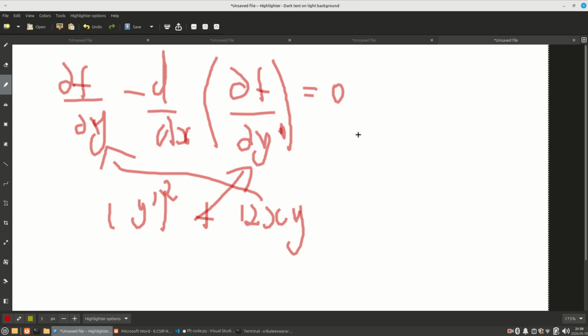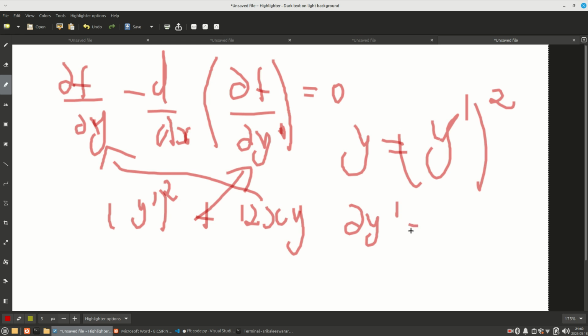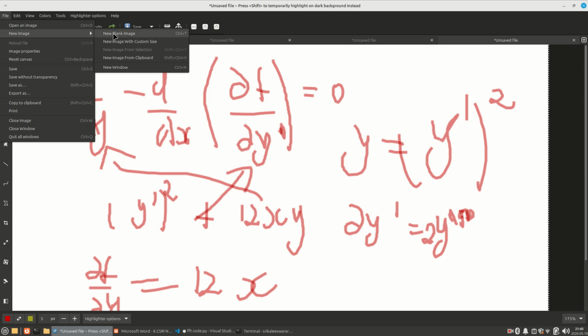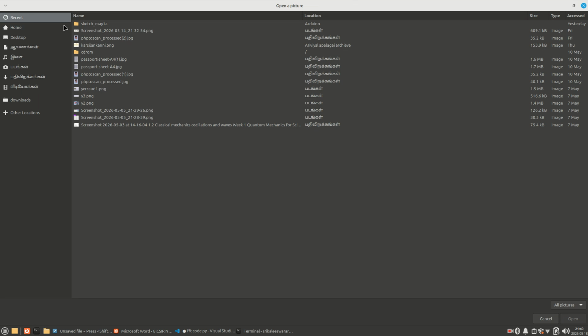For y, let me consider this as y. We have y dash the whole square. For dou y dash we will have 2y dash. For dou f by dou y we will differentiate this term and get 12x. So we get 12x minus d by dx of 2y dash. I will rewrite it once again.